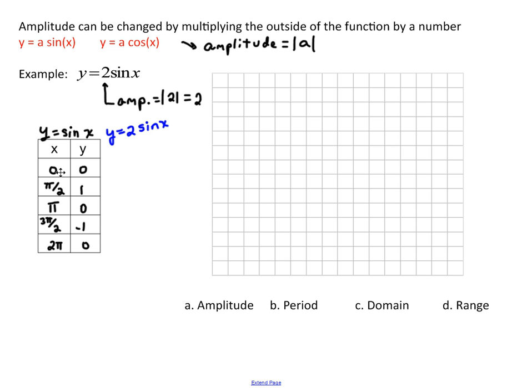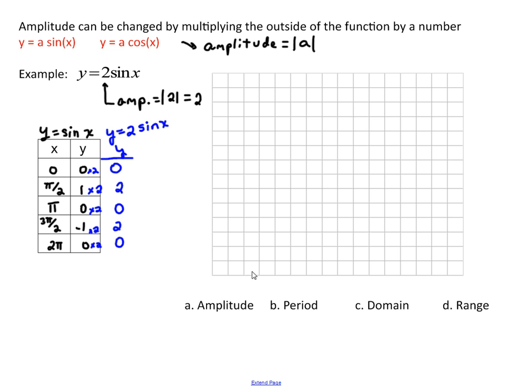So instead of passing through 0, 0, well, it'll pass through 0, 0 still, so that's good. Instead of passing through pi over 2, 1, it'll pass through pi over 2, and we multiply by 2, 2 times 2. We just multiply each of these values times 2, right? We get our y value that goes with it. So every time we multiply by 2, we just put the new value, and these are our y values in the function that we're going to graph over here.